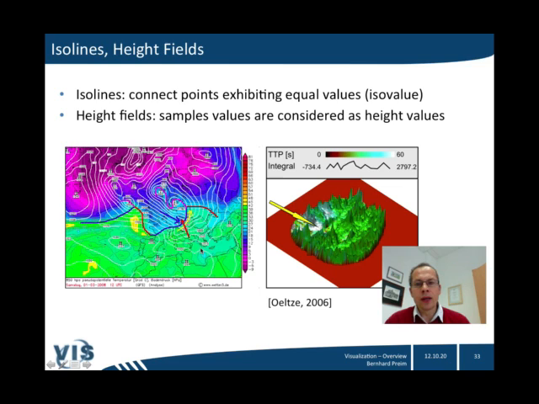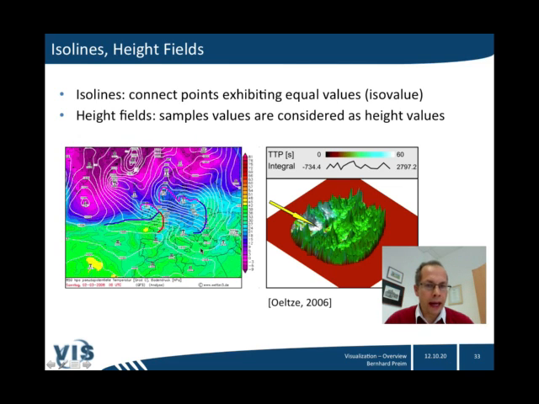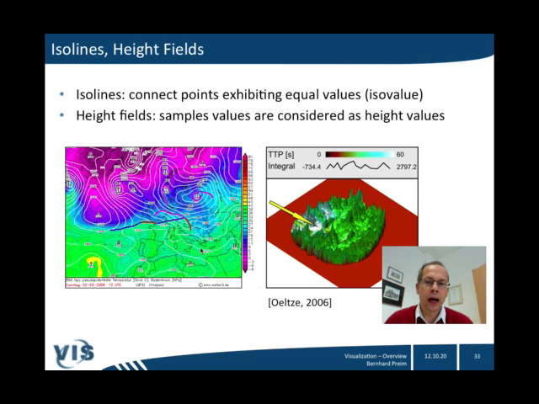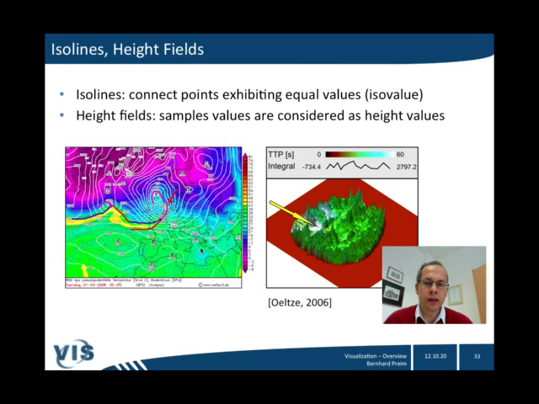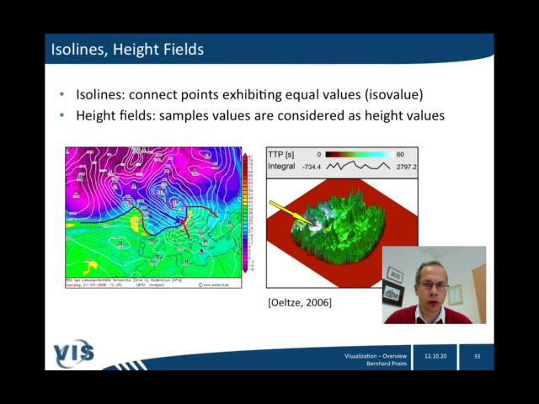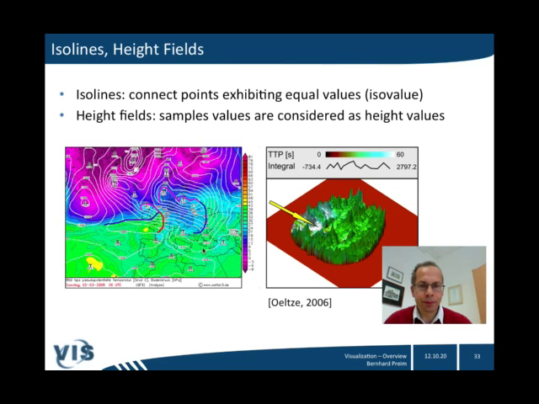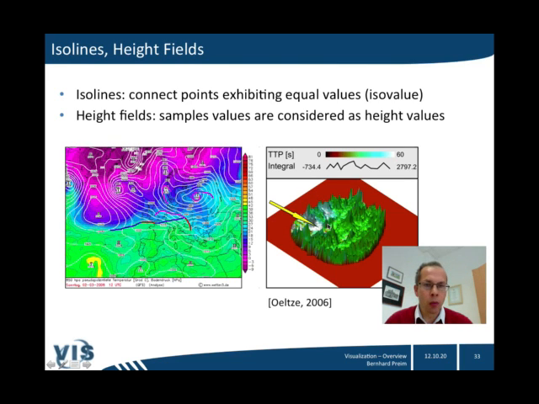Here we see an isoline visualization, an animated visualization even. Color and isolines are used. That is a kind of visualization you would expect from weather forecasts. That is an example here from our research.